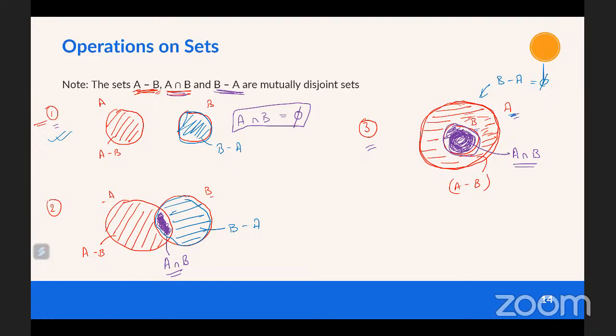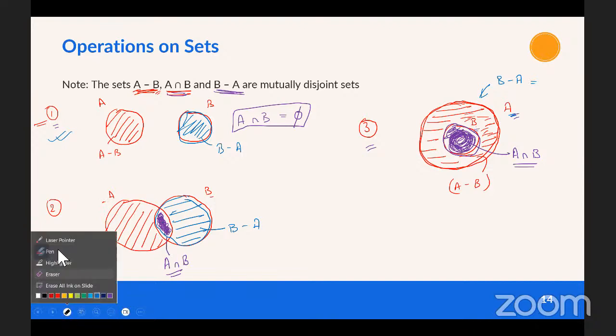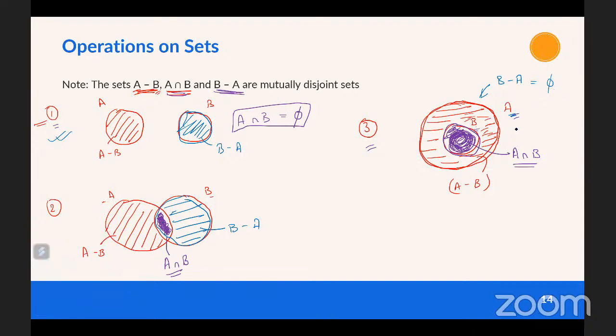Will be an empty set. Just 1 minute. B minus A will be an empty set.